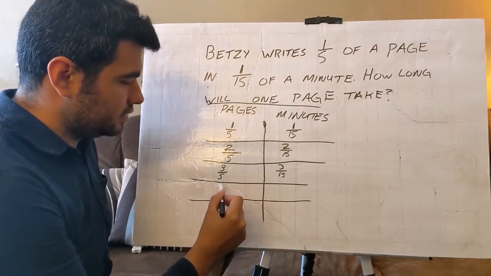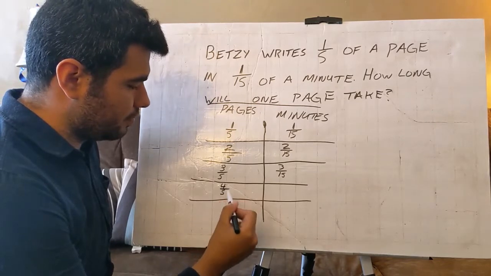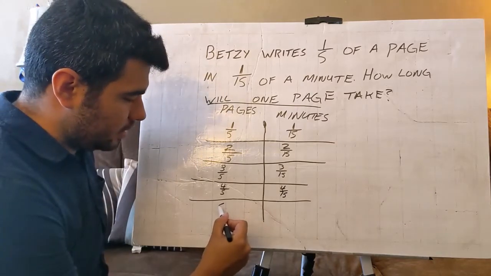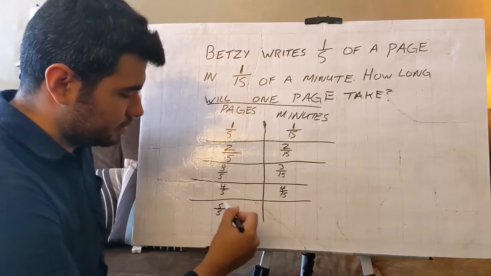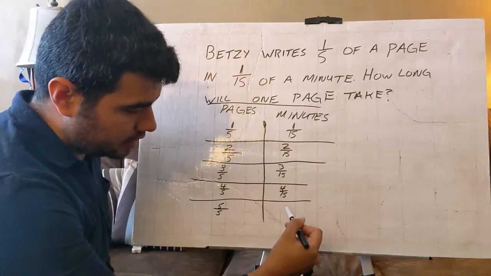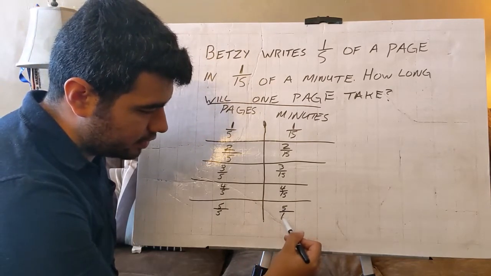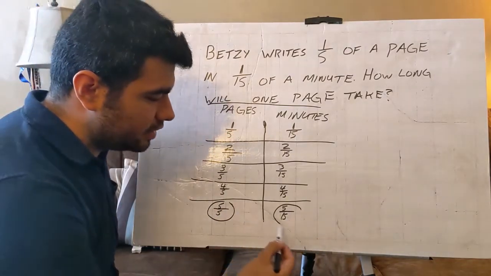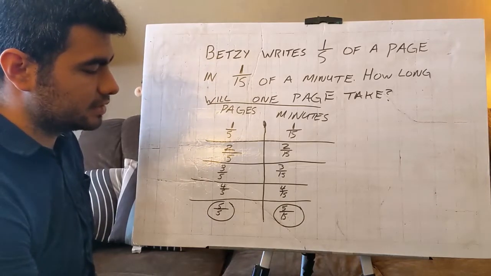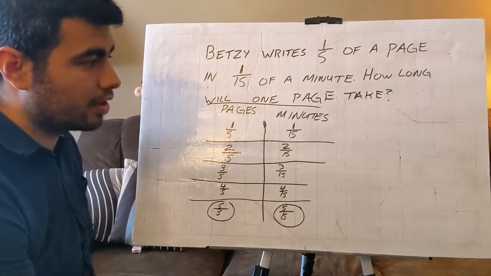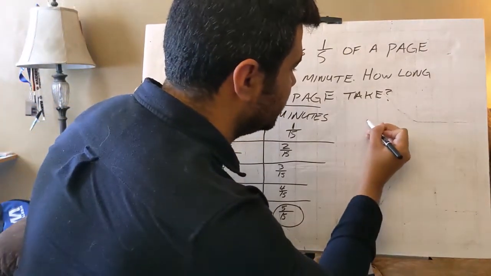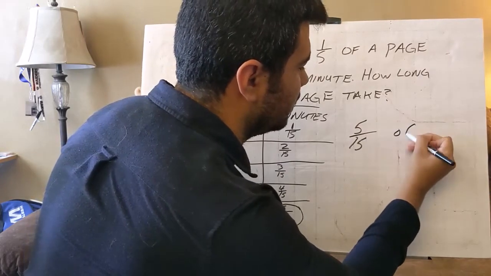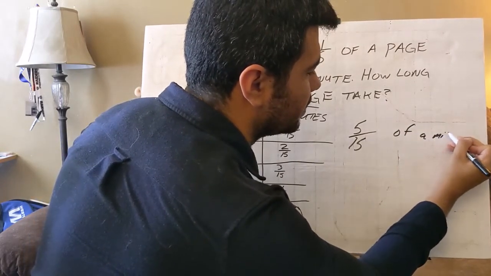Pages: 4/5. The page is almost done. I got 4/15. And now I got 5/5, so my page is completely done. And over here I got 5/15. So when this page is completely done, we have 5/15ths of a way through our minute. So it takes 5/15ths of a minute.